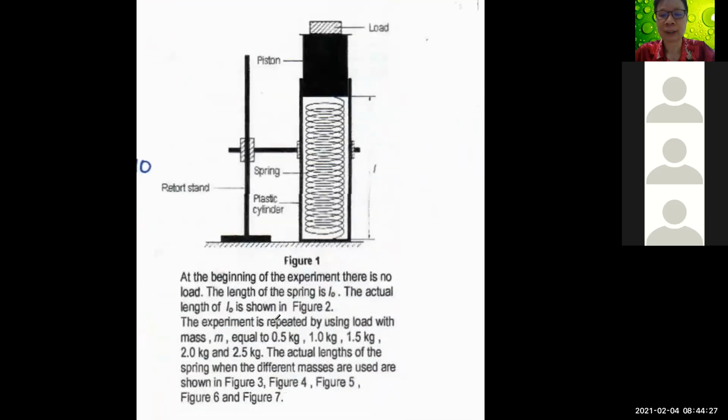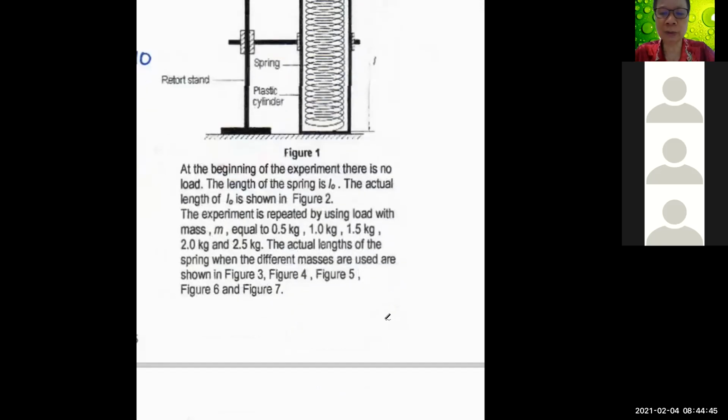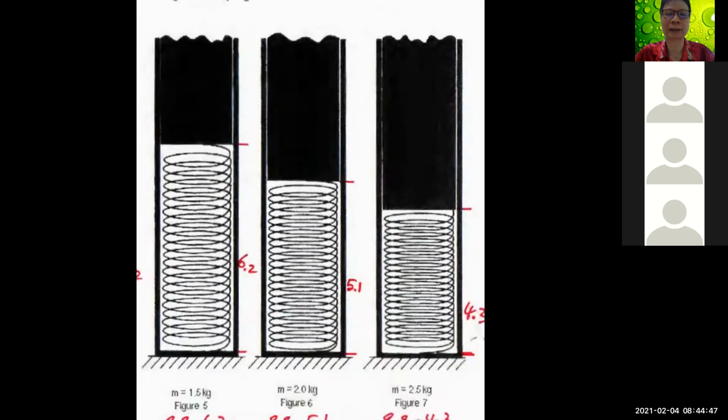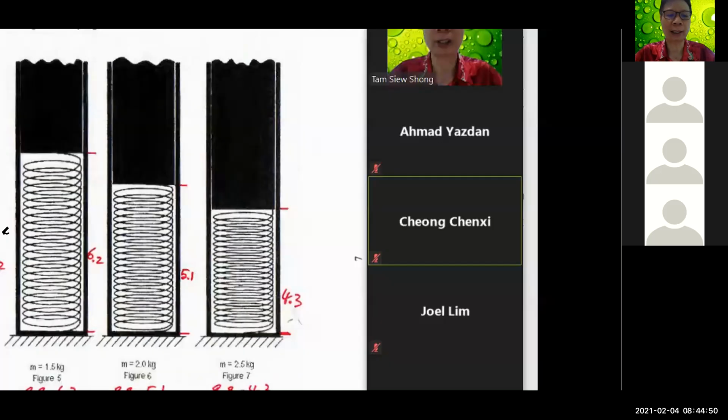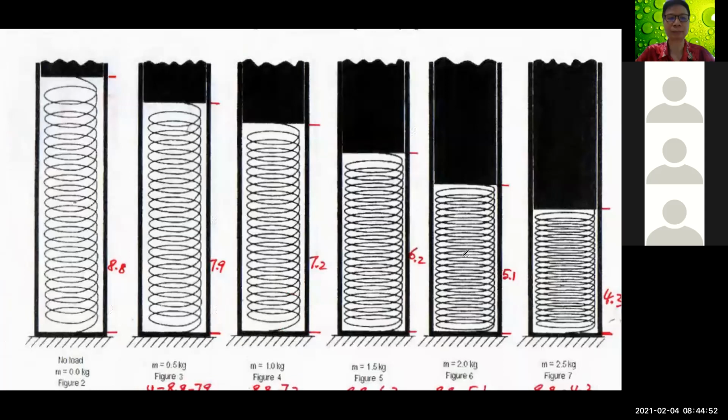Okay, now you see the experiment is manipulating the mass of the load. So start with 0.5 kilo, 1 kilo, 1.5, and so on. The diagram is already given, so what you need to do is take out a ruler now, class, because your paper and my paper may not be the same. So what you do is like this. The first one is the original length of the spring. No load means you never put anything here. So this is the original length.